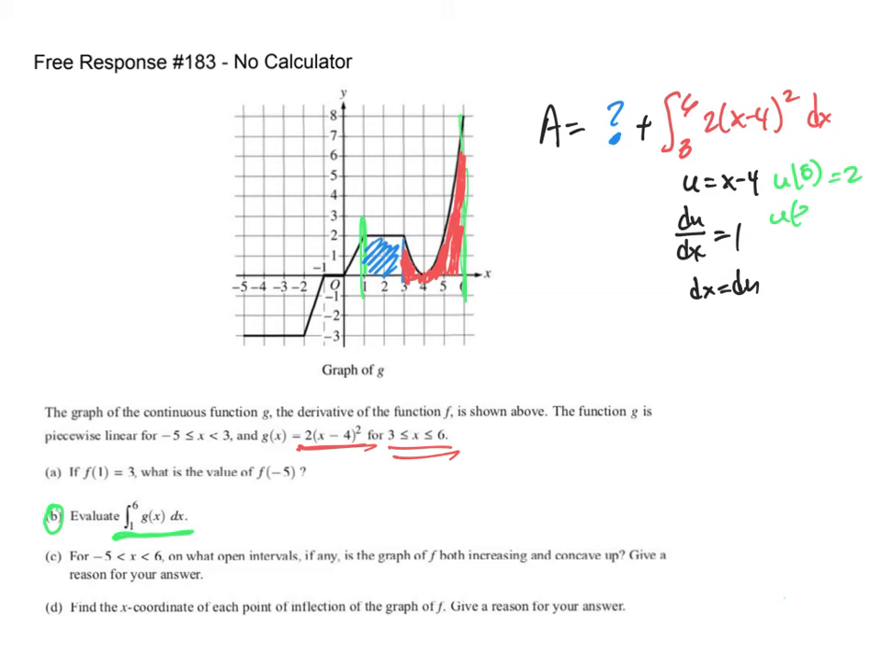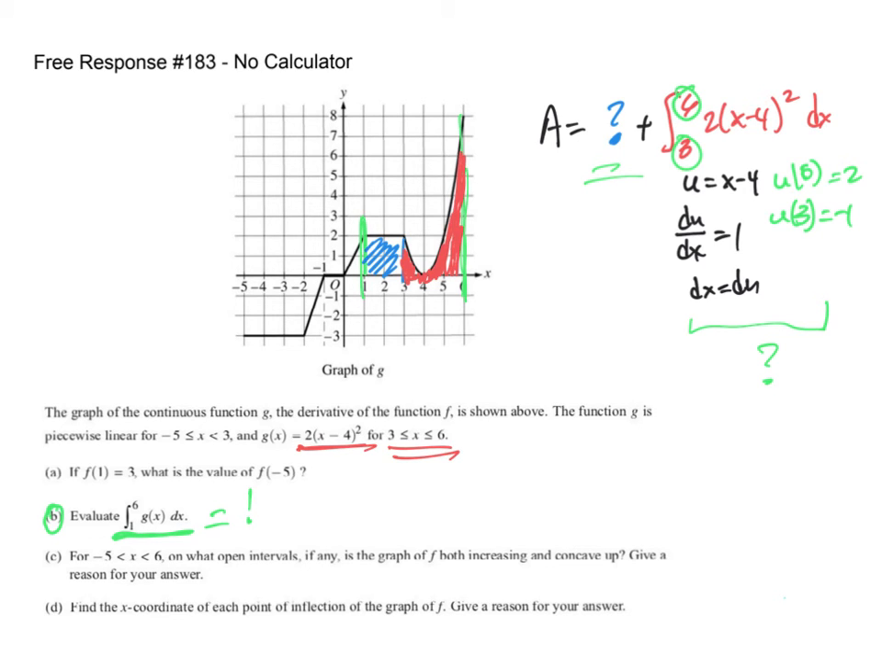And we'll convert the bottom number 3. 3 minus 4 is -1. And we'll put 2 up here and -1 there. And then this thing just becomes 2u squared, and you'll do your antiderivative, and you'll plug in your 2 and your -1 to compute that value. So you'll get this value, and you'll add to it the blue square that you figured out there. And then you'll have the answer to this definite integral down here. So that's it for that problem.